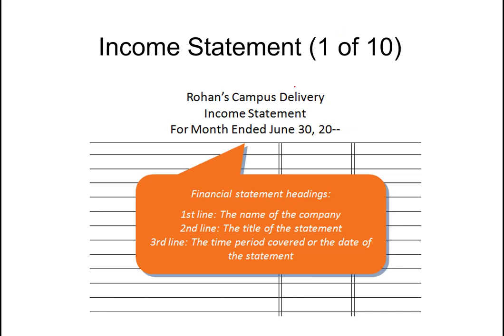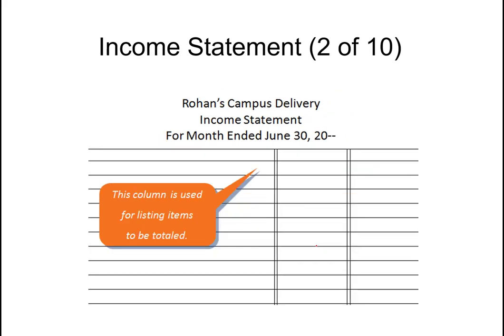So we start with the title. Put the business name, the name of the document, and the period it covers. So the financial statement heading consists of the name of the company, the title of the statement, and also the period covered. Okay, and then we normally have 3 columns like this.